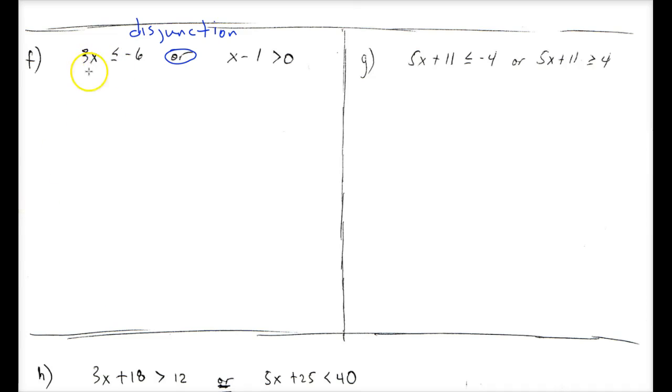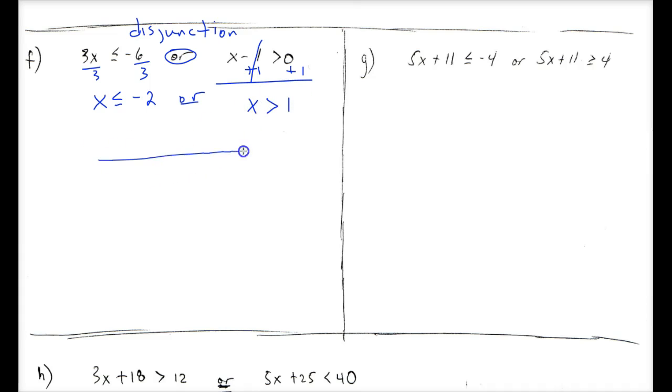So for this first one here, of course, we need to divide both sides by 3, which will give us x is less than or equal to -2. Or here we just add 1 to both sides, and we see that x is greater than 1. And so if we were drawing that on the number line, it would look like this, where x being greater than 1 will go this way, and x being less than or equal to -2 will kind of look like this and go this way.